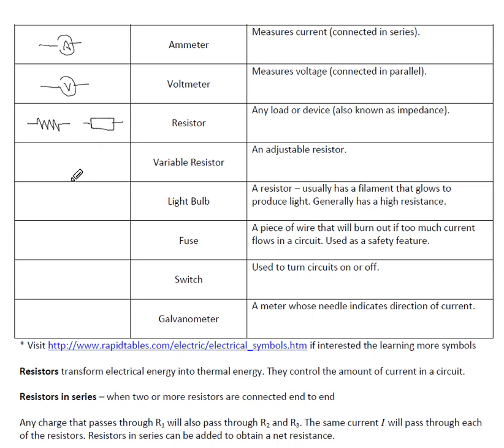A variable resistor, you may not see these, but it has a line through it. These ones are usually a resistor that has a screw that you can turn or something. It'll actually change the resistance.